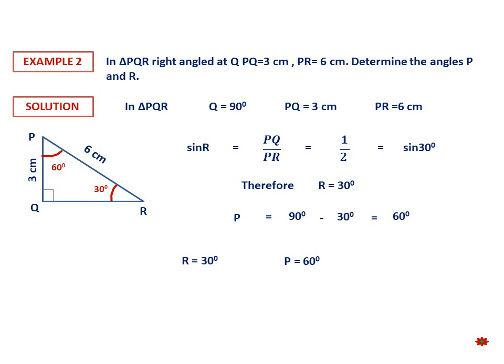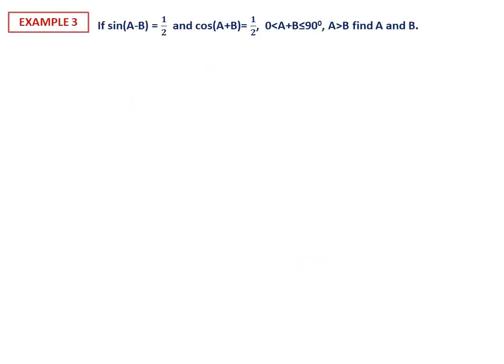Let us do one more. Example 3. If sin(A minus B) equal to half and cos(A plus B) equal to half, but the condition is the sum of the angles must be less than 90 degree. Second, angle A is more than angle B, because A minus B is given. Find A and B. So it is very simple actually.